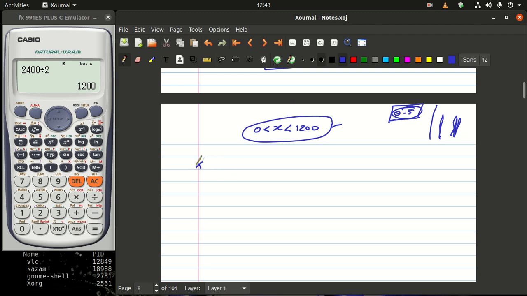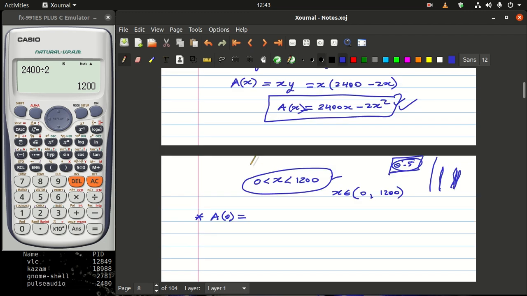Now the first thing that you need to do here, remember that our x is between, now we're not using square brackets because 0 is not included, so we're using open brackets, and then we have 1200, and we're using that also. So the first thing we need to find is the area if x is equal to 0. So if x is equal to 0 and we want to find the area, we'll end up getting 2400 times 0, and then minus 2, and then we have 0 squared.